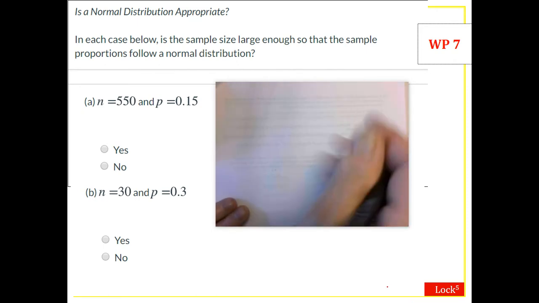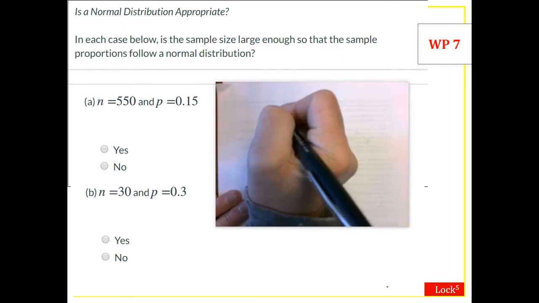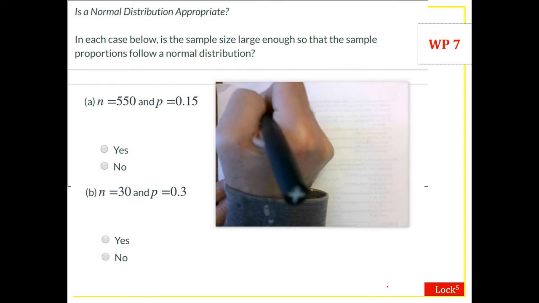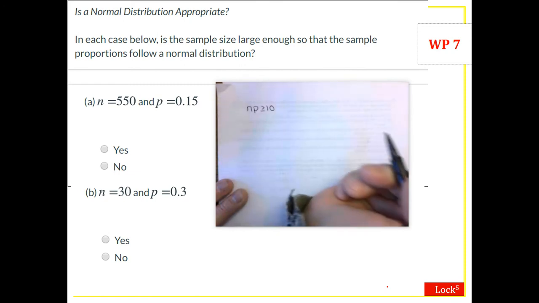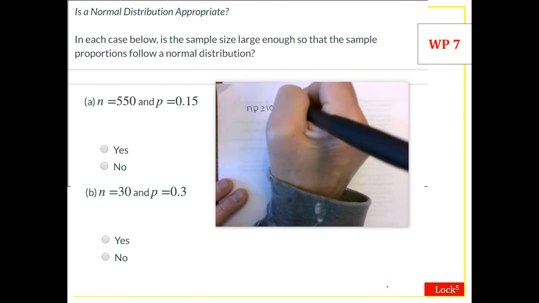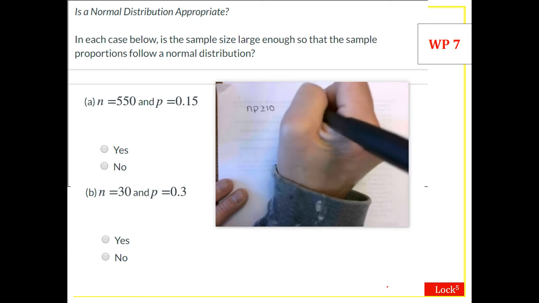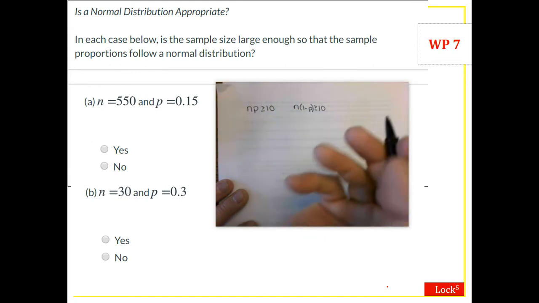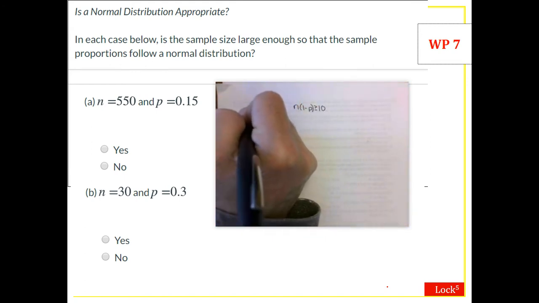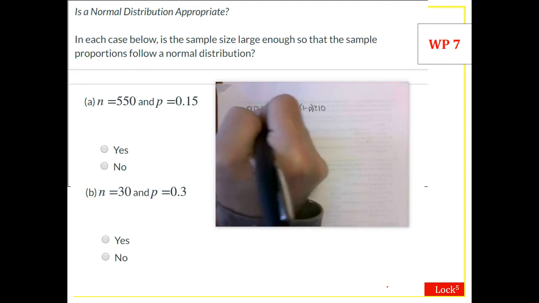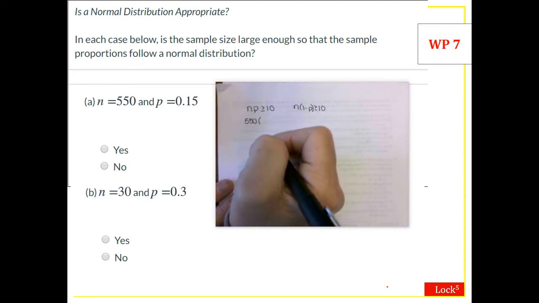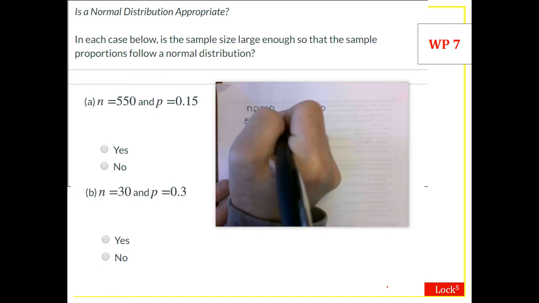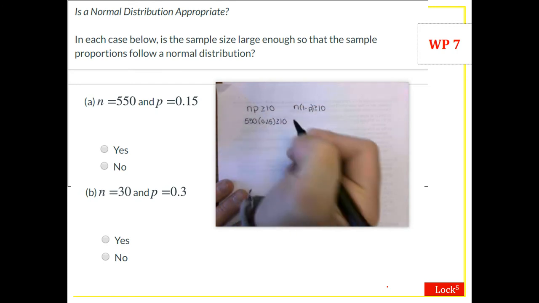So we're going to check both of these. Our first given value, and remember our formulas here are one, that n multiplied by p has to be greater than or equal to 10. And at the same time, n times 1 minus p has to be greater than or equal to 10. Okay, so our first set of n, 550. Our first proportion, 0.15. And our first question becomes, okay, is that greater than or equal to 10?